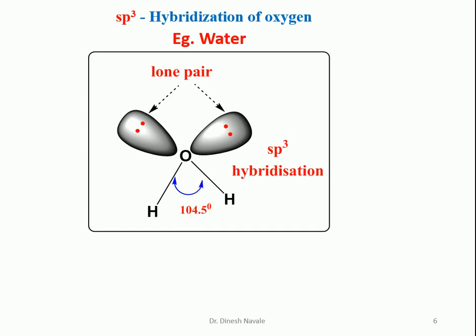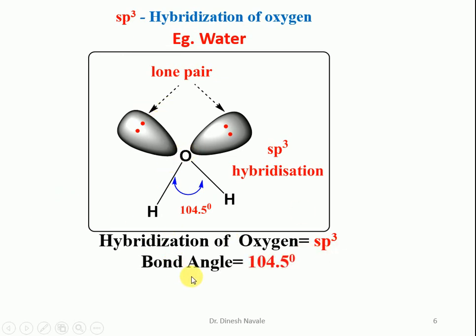which is responsible for the shrinking of the bond angle from 109.5 to 104.5. So that's why in the case of sp3 hybridization of the oxygen atom, the bond angle of the water molecule will be 104.5 degrees and the hybridization will be sp3. So the hybridization of the oxygen atom is sp3, the bond angle is 104.5 degrees and the geometry is angular or V shape.